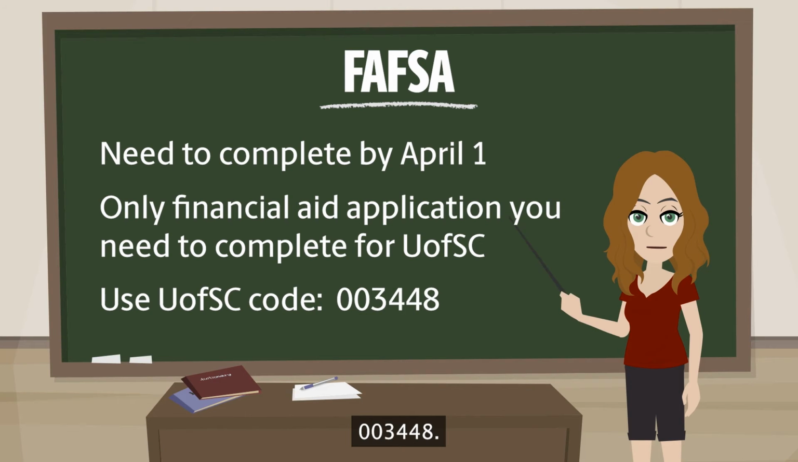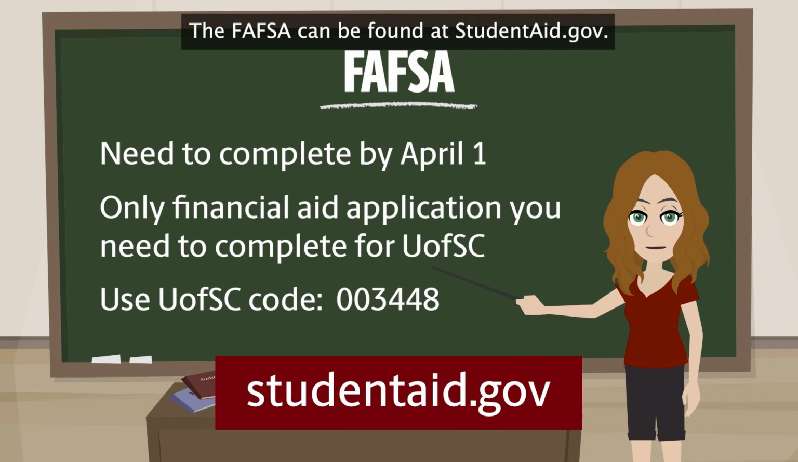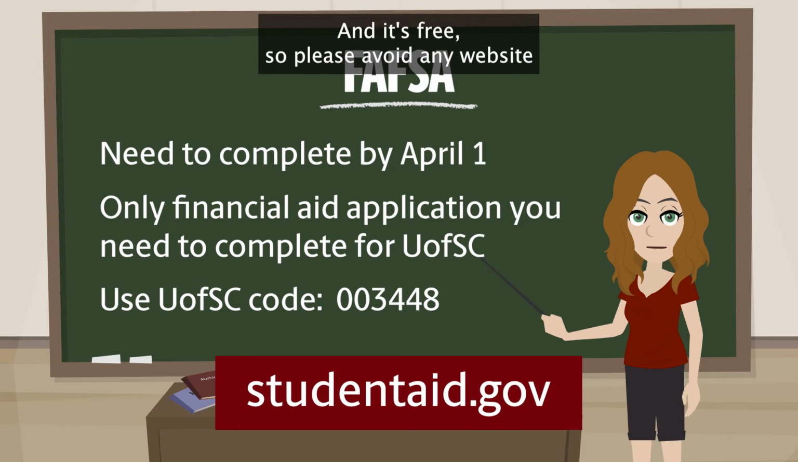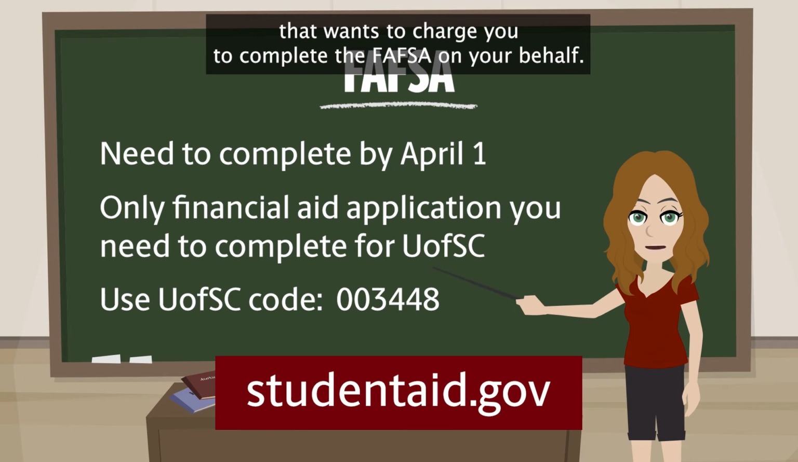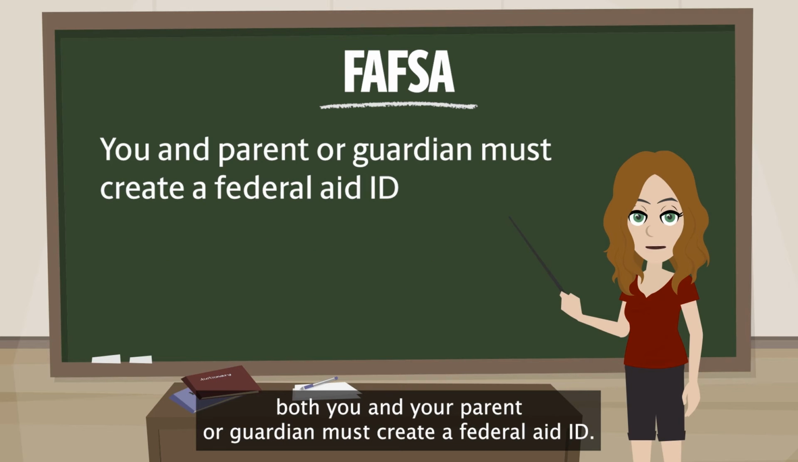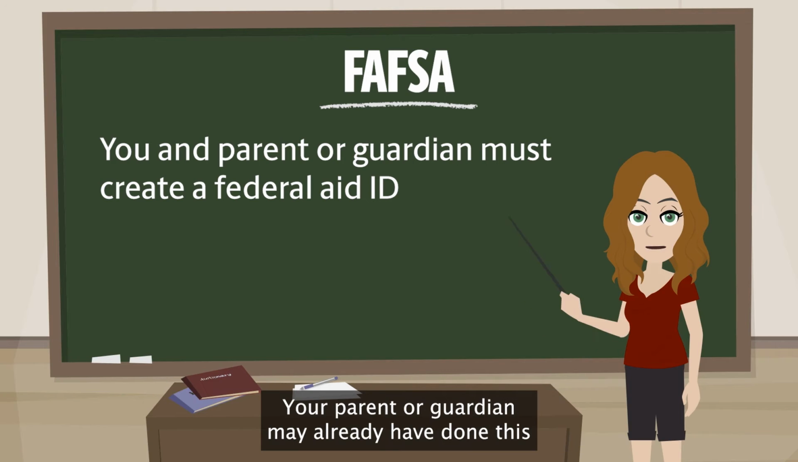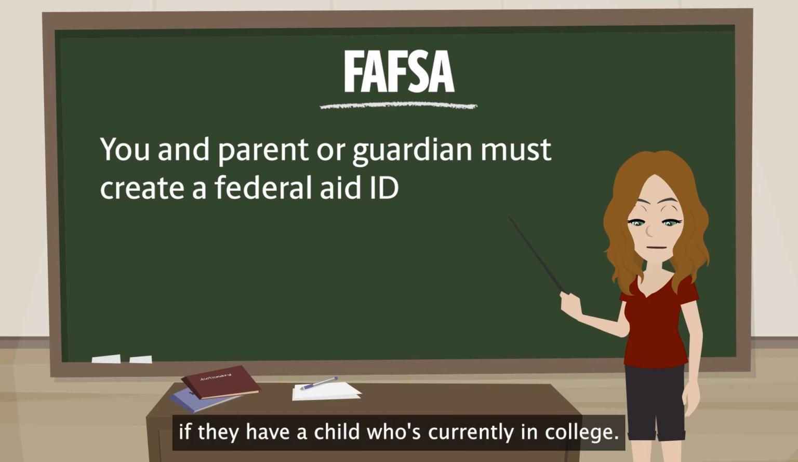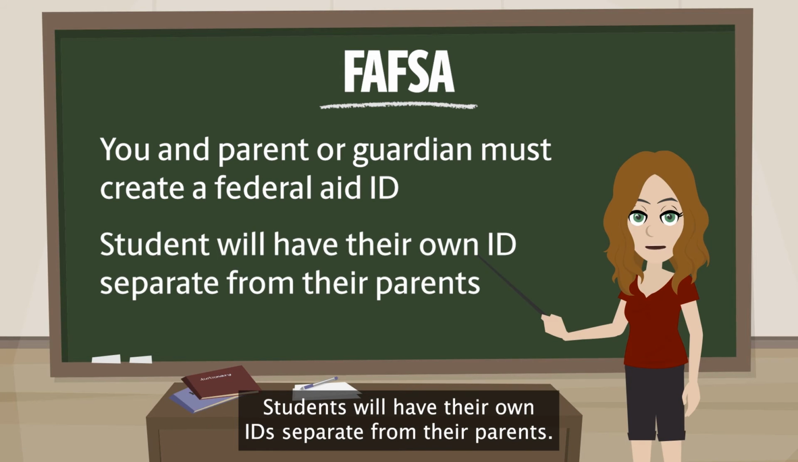003448. The FAFSA can be found at studentaid.gov, and it's free, so please avoid any website that wants to charge you to complete the FAFSA on your behalf. Before starting your application, both you and your parent or guardian must create a federal aid ID. Your parent or guardian may already have done this if they have a child who's currently in college. Students will have their own IDs separate from their parents.